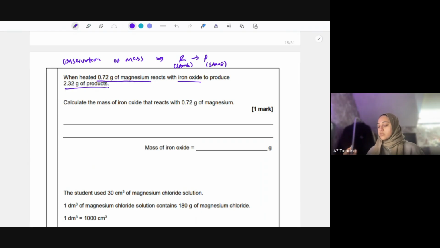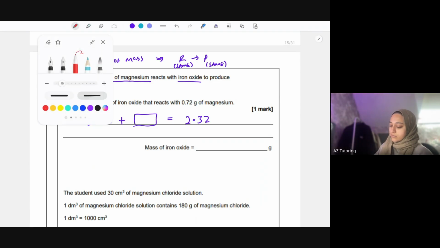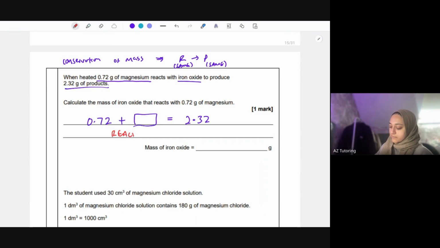So sometimes the products might be less in weight, though, when you do a reaction. That's because it's dissipated as a gas. So just keep that in mind. So here, if we're heating 0.72 grams of magnesium with iron oxide, which I don't know how much iron oxide that is, and that's going to produce 2.32 grams of products. So these are my reactants, and this is my products.